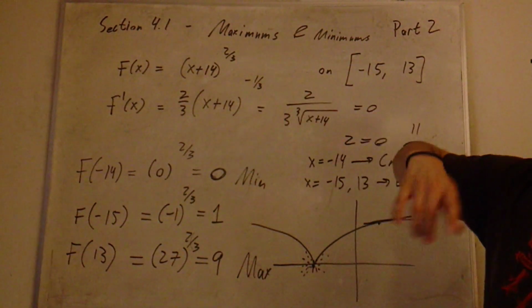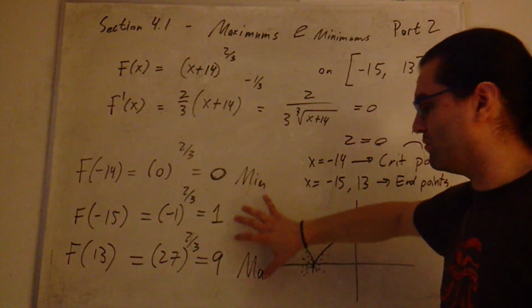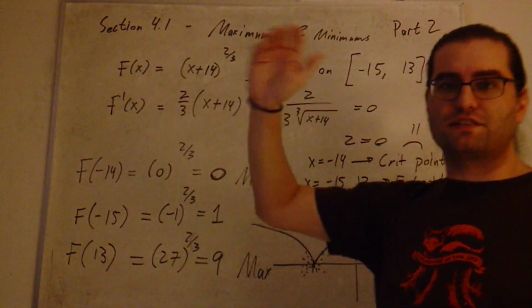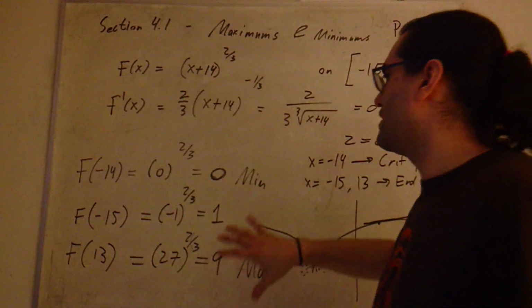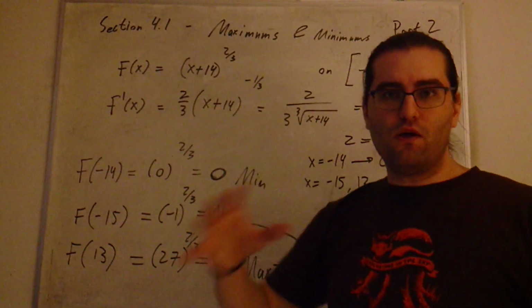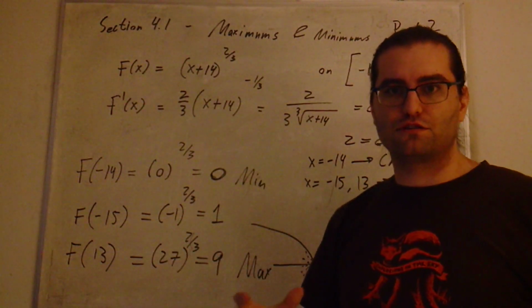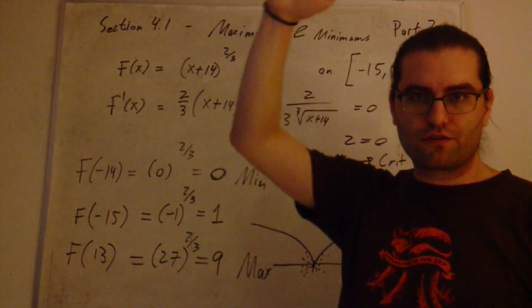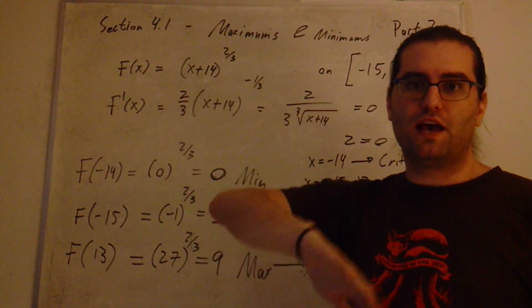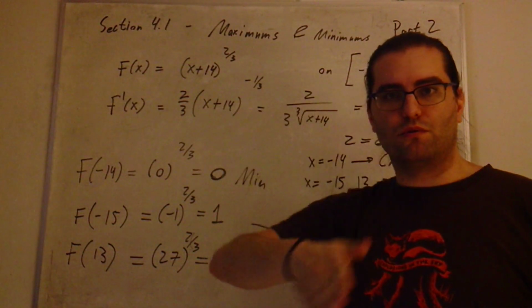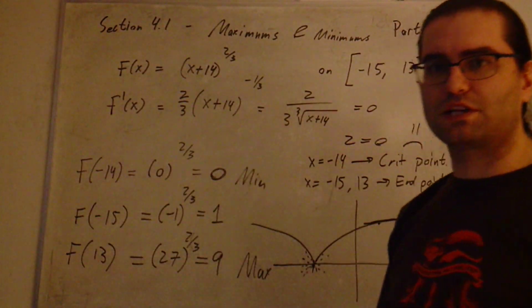Because in 4.3, we don't care about global max and global min. We're not looking for the very biggest thing there is and the very smallest thing there is. We're going to look for all of the local extrema. So we want to categorize all of the critical points that something has as either local maximums or local minimums. And we'll talk about some techniques to do that in 4.3.